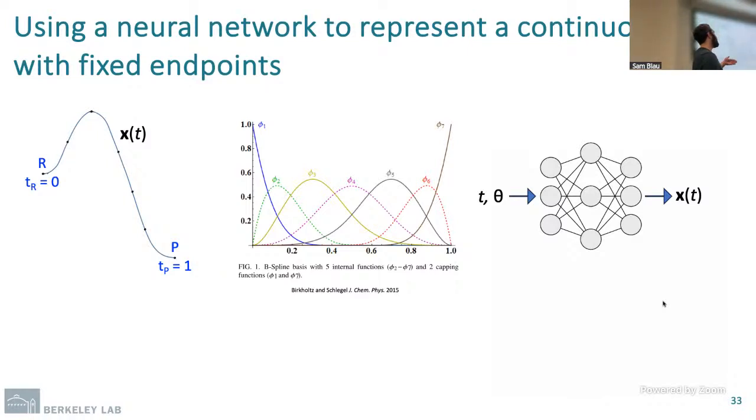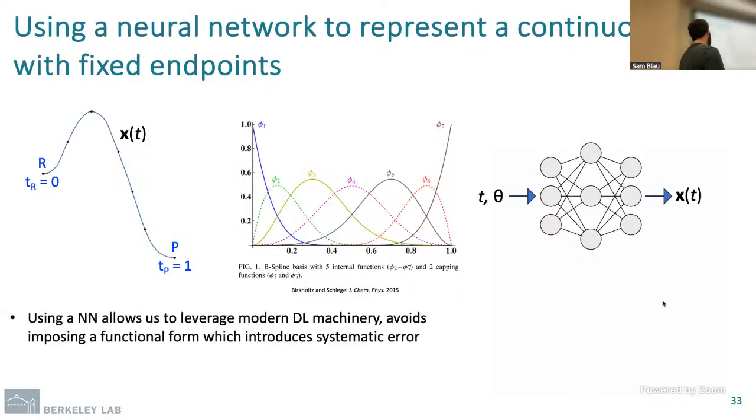The input is your time: t equals 0 is your reactant, t equals 1 is your product, and theta are your learnable parameters. Your output is the 3D structure at time t. By using a neural network, we can leverage modern deep learning training machinery to optimize the path.